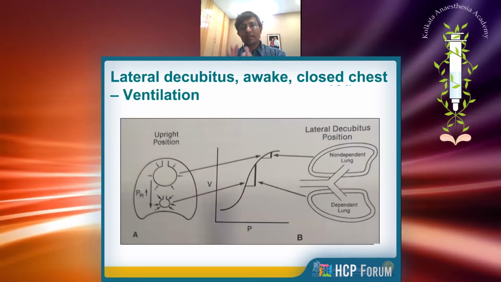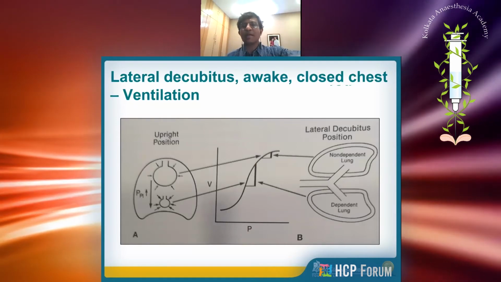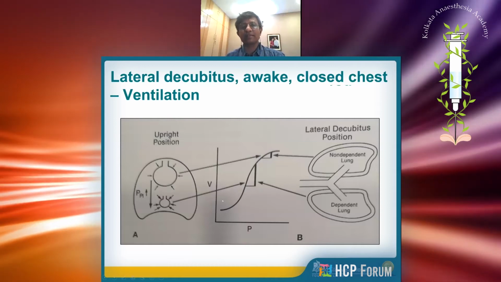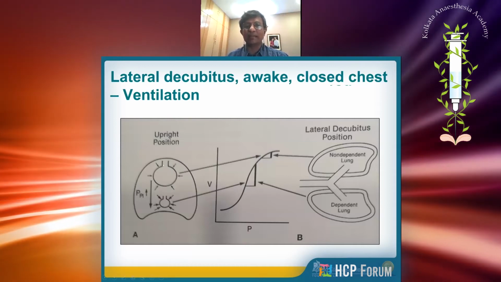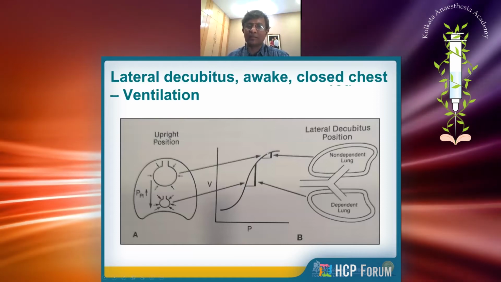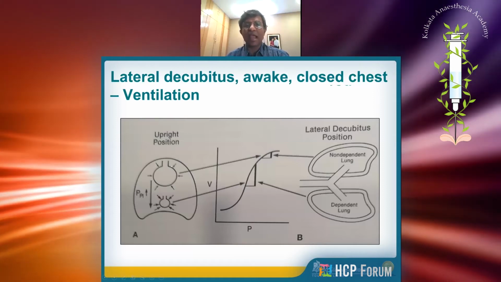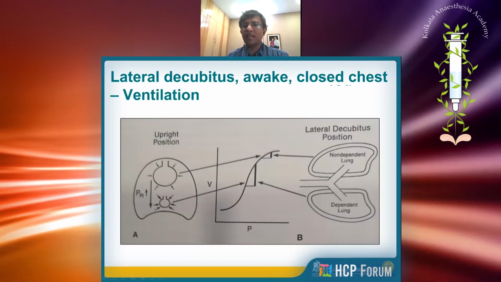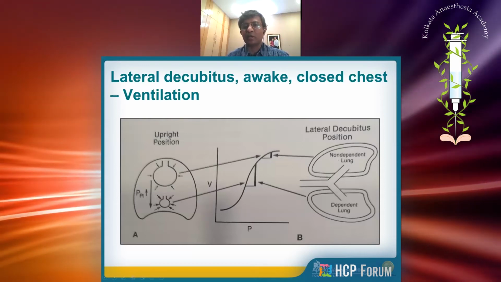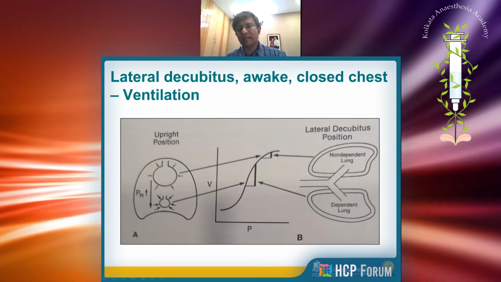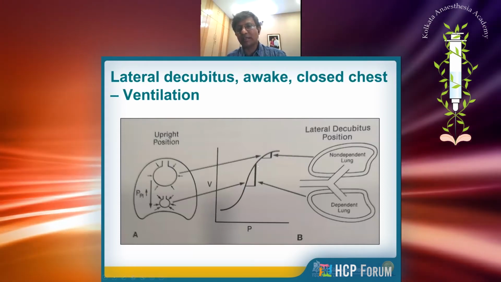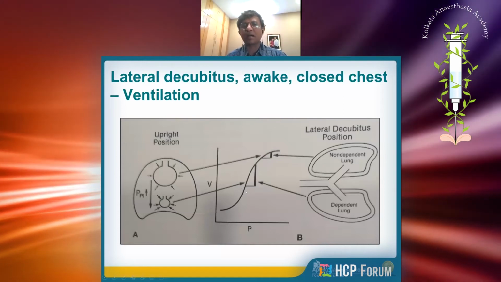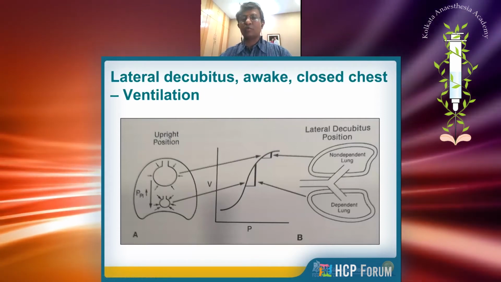Lateral decubitus, awake, closed chest. That was about perfusion. What happens to ventilation? This is what you will realize: this is the upright position, where you see the part of the pressure volume curve for the dependent and the non-dependent areas of the lung. And this is what is happening in the lateral decubitus position. The non-dependent lung is coming into the upper, flatter part, and the dependent lung is in the steeper, mid part of the pressure volume curve.